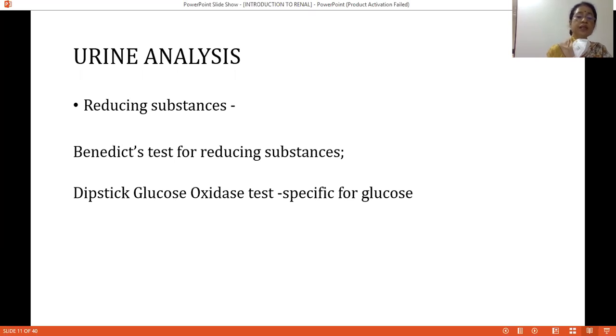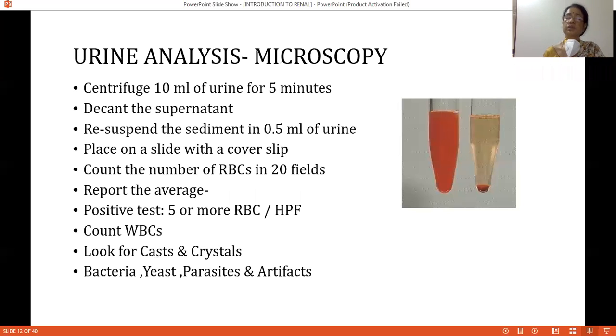So again, sometimes you need to see the reducing substances. For reducing substances, Benedict's test; and specific for glucose, there is another glucose dipstick, the glucose oxidase test, nowadays available. In urine analysis, you always go for microscopy analysis.